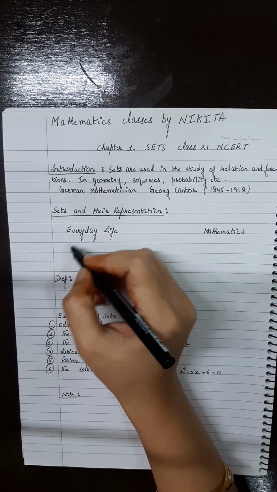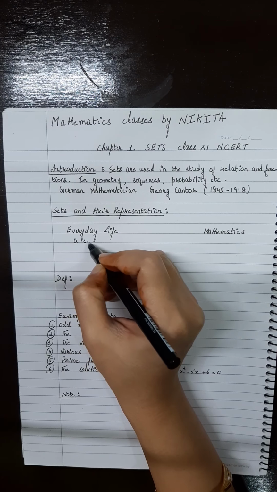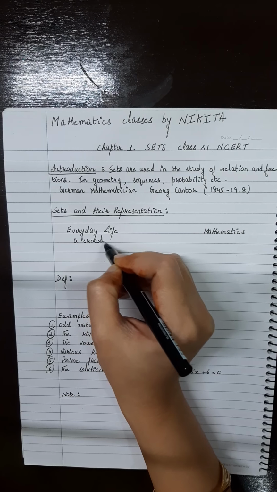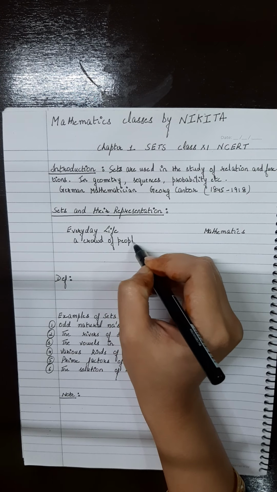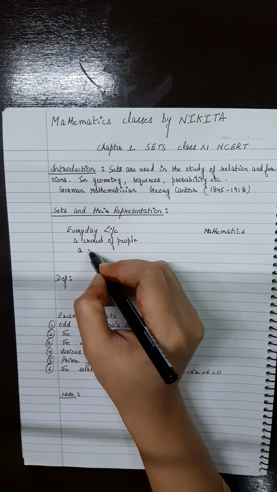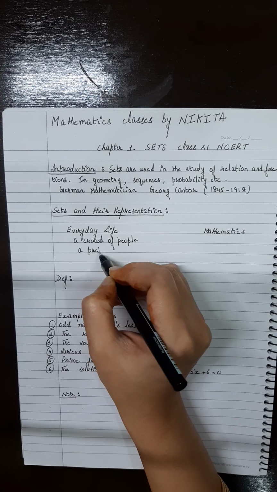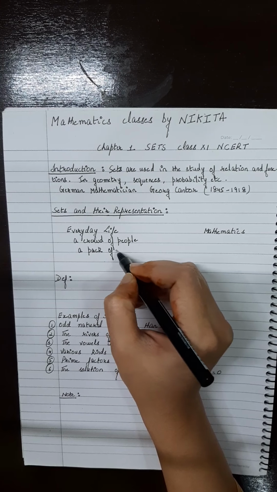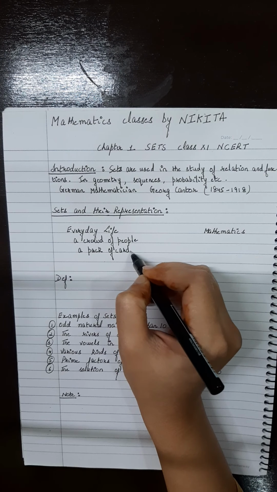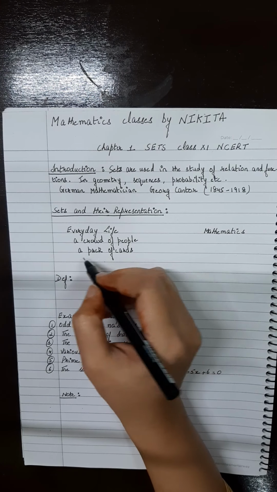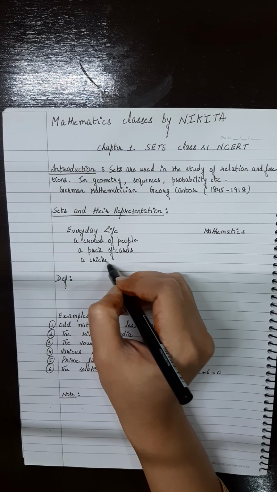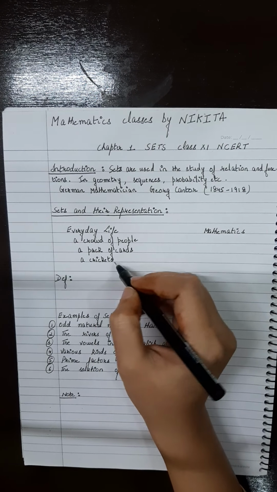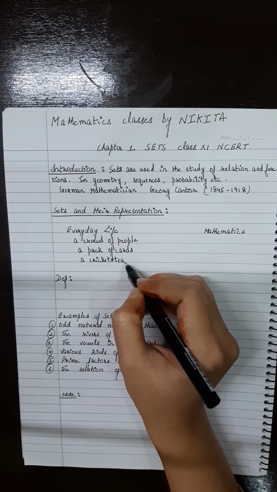So for example, a crowd of people, or we can say a pack of cards, or the next example is a cricket team. So in everyday life these are all sets. A cricket team is a collection of objects of a particular kind.